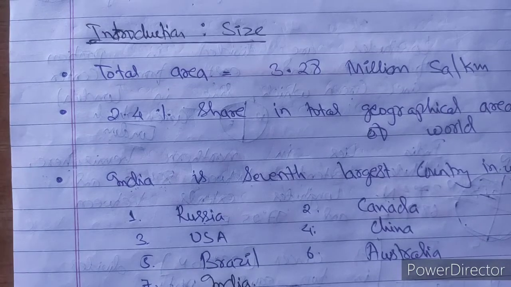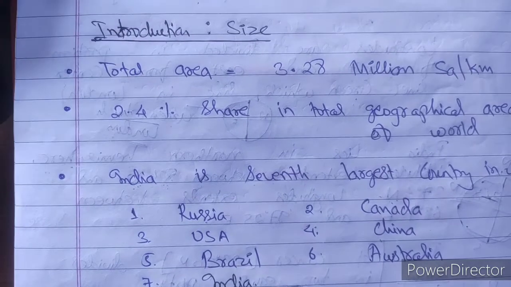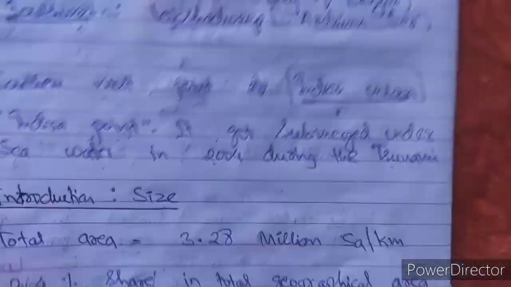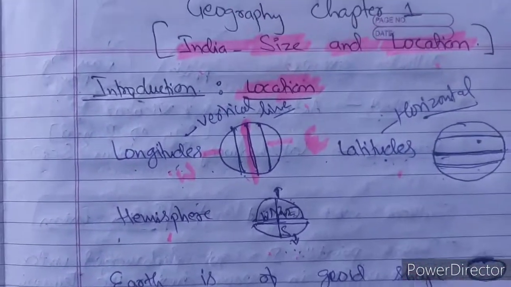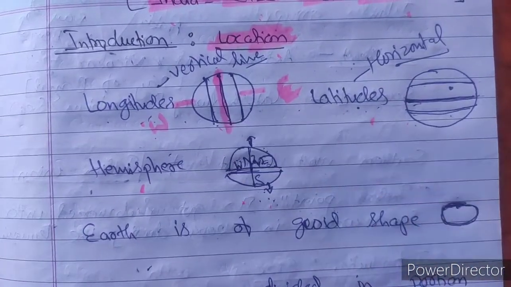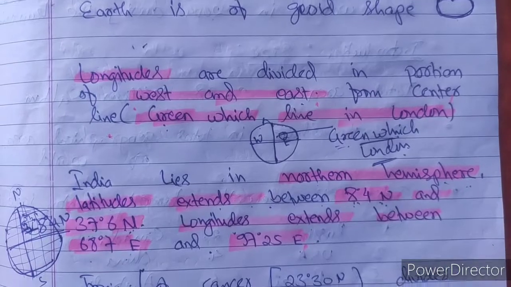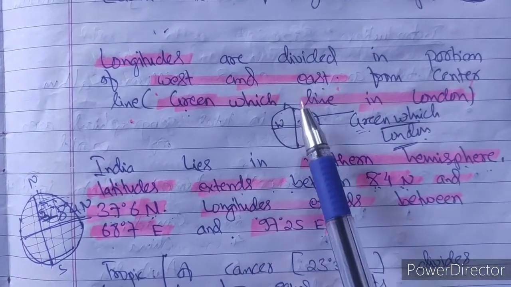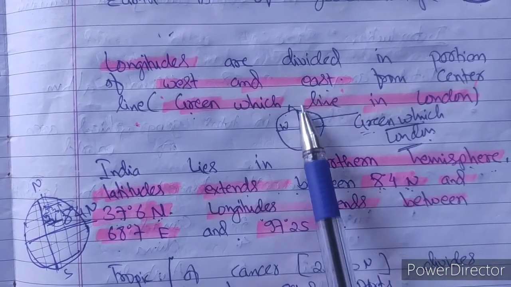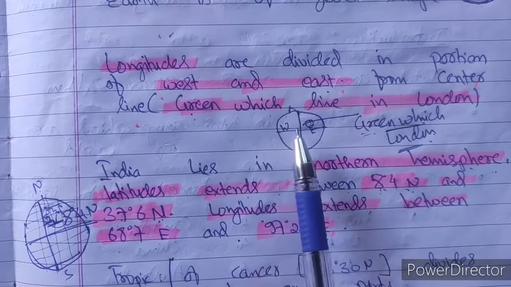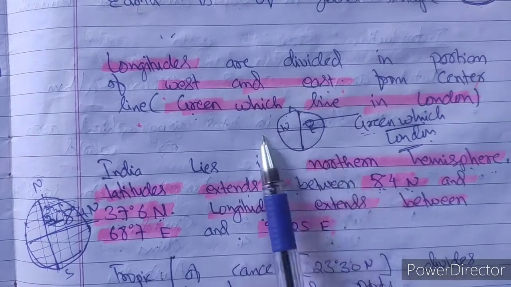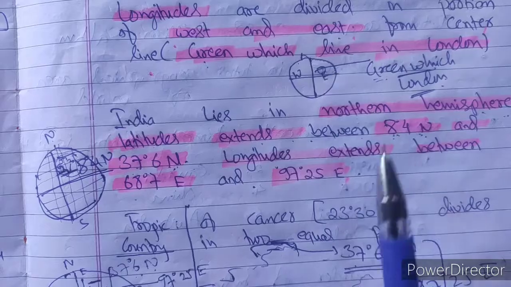Hello everyone, in this video we are going to continue the chapter India Size and Location, which is the first chapter of geography. Under that chapter we have covered basic things regarding the Indian location, like latitude, longitude, and hemisphere, and how they are divided in two parts. We have seen how longitudes are long lines which divide the world into the western hemisphere and eastern hemisphere. India lies fully in the eastern part.